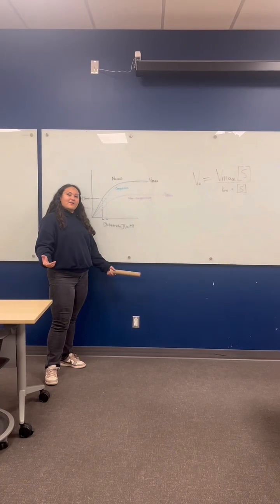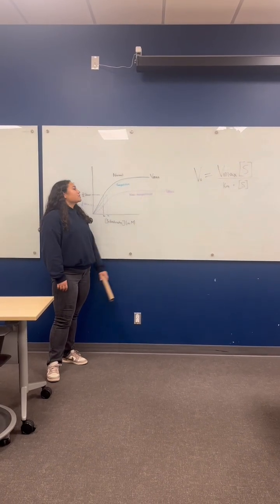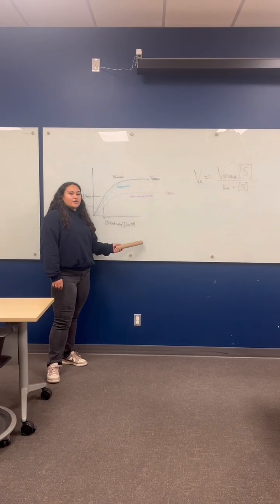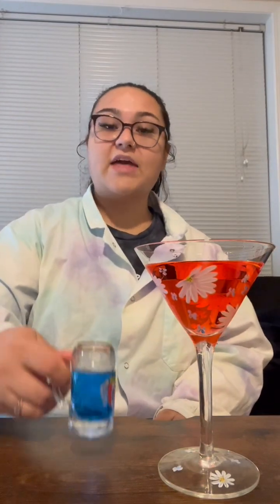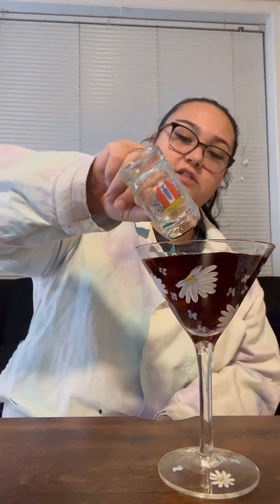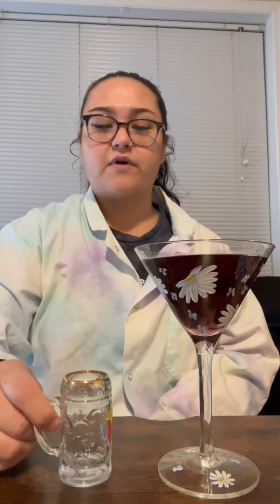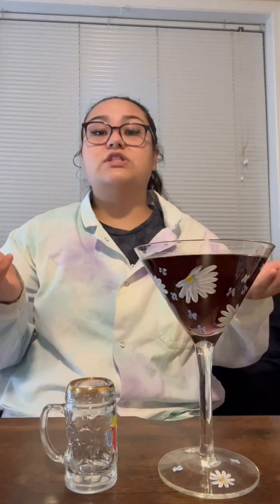Wait, what's the Vmax? Well, I'm glad you asked. The maximum velocity is reached when the reaction can't occur any faster due to the saturation of enzymes. For example, if I have a small amount of enzymes and I add it to my large amount of substrates, the reaction can only occur so fast until all the enzymes are saturated in the substrate.